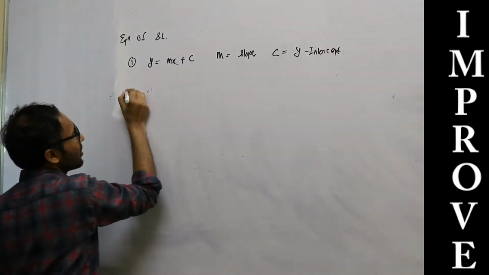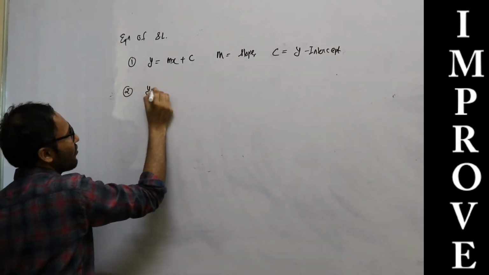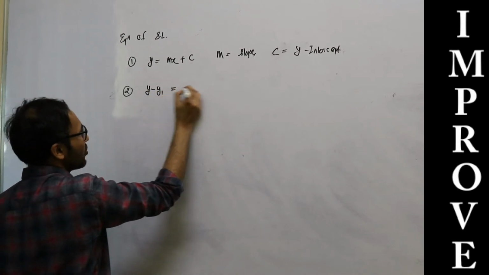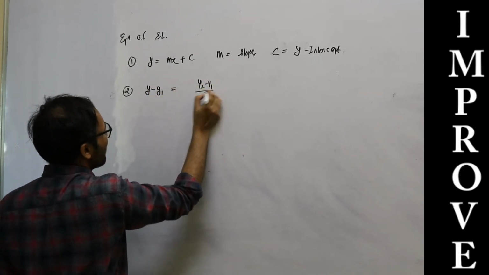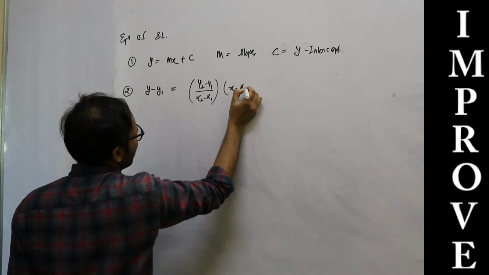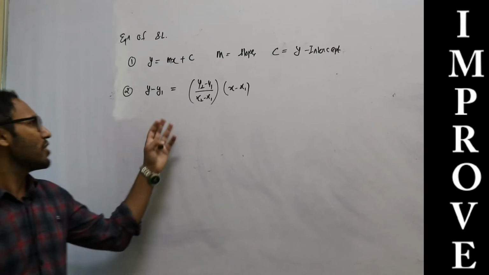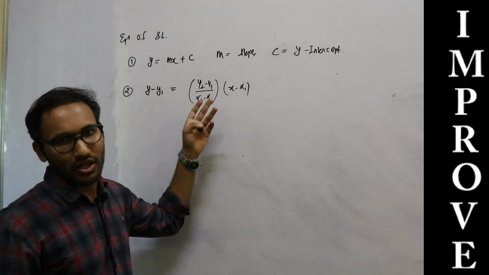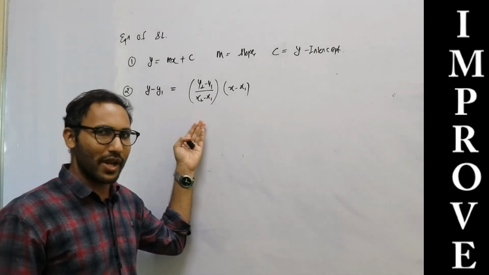Number 2 is 2-point form. It is called 2-point form. y minus y1 is equal to y2 minus y1 upon x2 minus x1 into x minus x1. So if you are having 2 points, just put the value of y2, x2, x1 and y1 in this formula and you will get the equation of line.